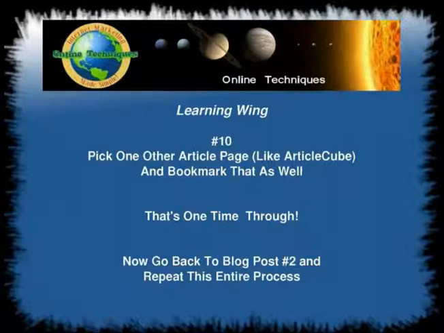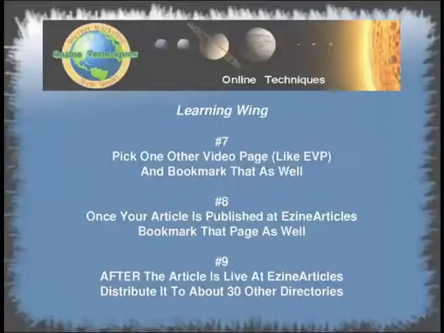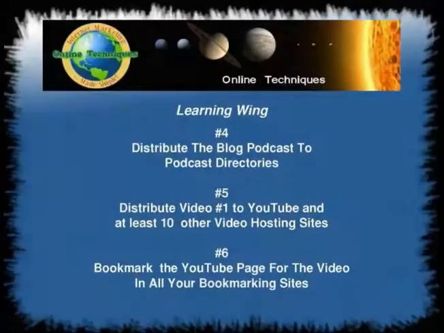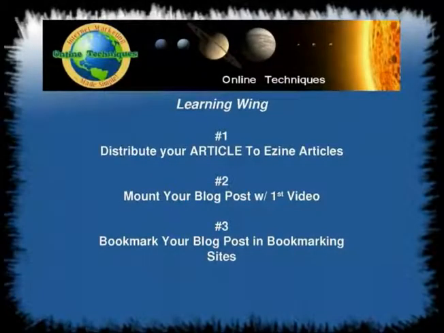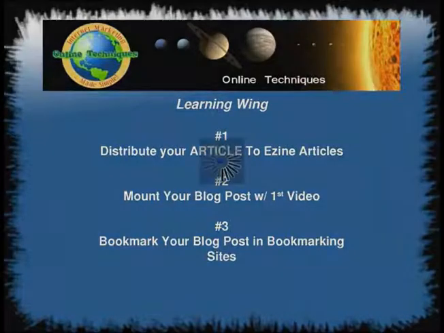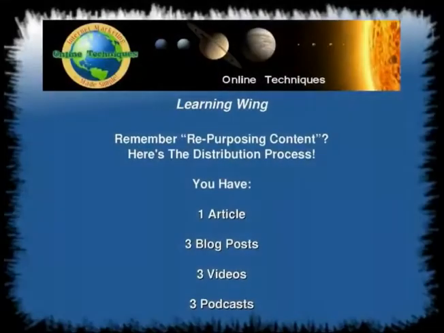All right? Now that's one time through. Now if you look at that, let's go back through it really quickly and try and figure this out. Okay. We've got the Easy Articles. Okay, that's 1. Your blog post is 2. Then you're going to bookmark your blog post. Let's say that adds another 40. All right? So that's 42 links. Then, going the wrong way, sorry. So now we're at 42.